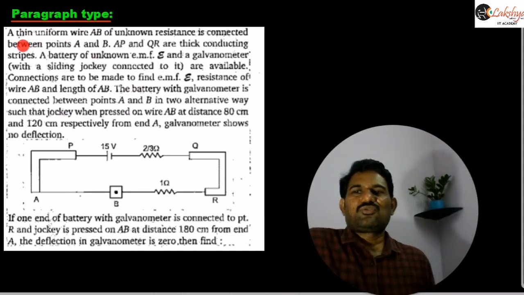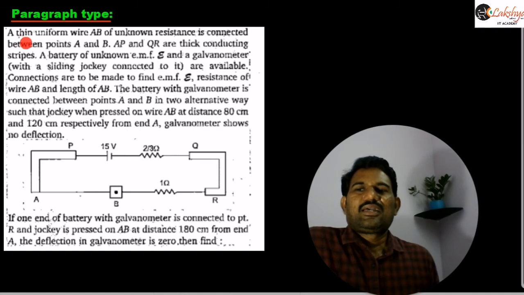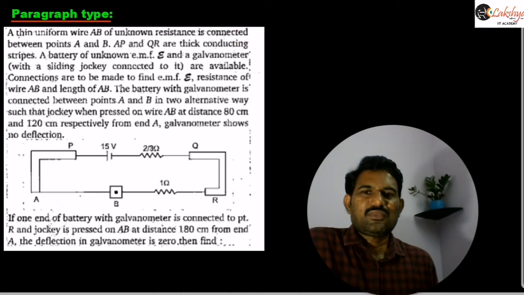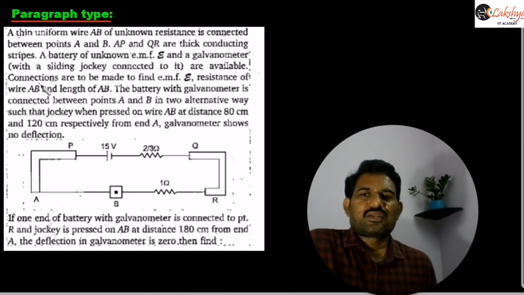This is an important model. A thin uniform wire AB of unknown resistance is connected between the points A and B. So this is the unknown resistance here, AB. So AP and QR are thick conducting strips. A battery of unknown EMF E and a galvanometer with a sliding jockey connected to it are available. That is not shown here. This is available. That means the secondary circuit part here.